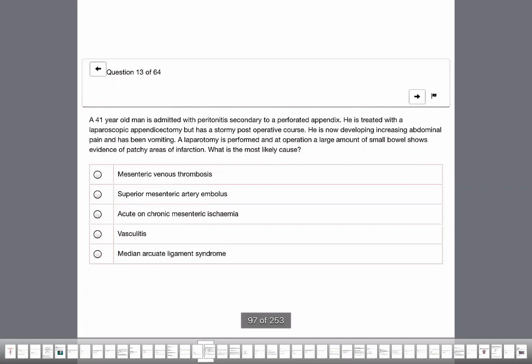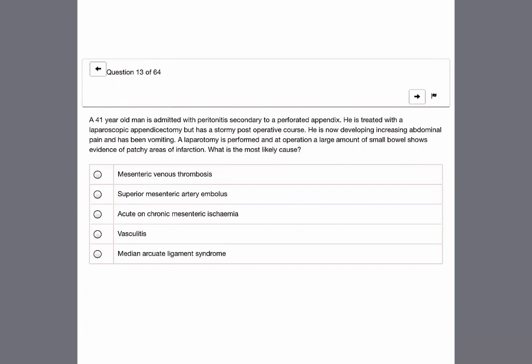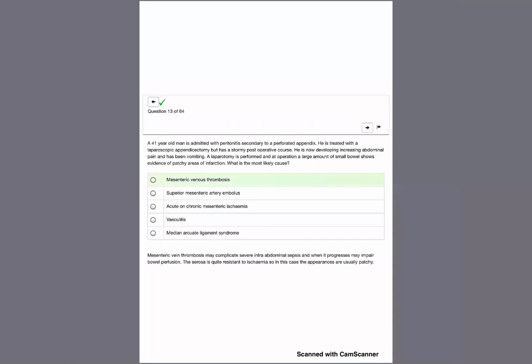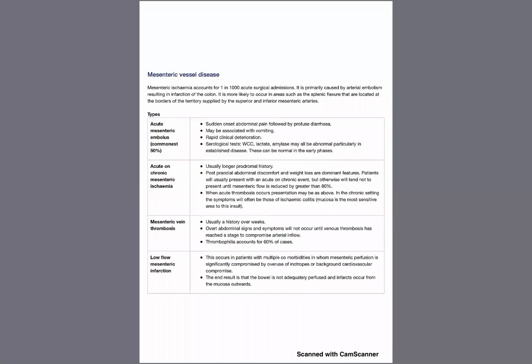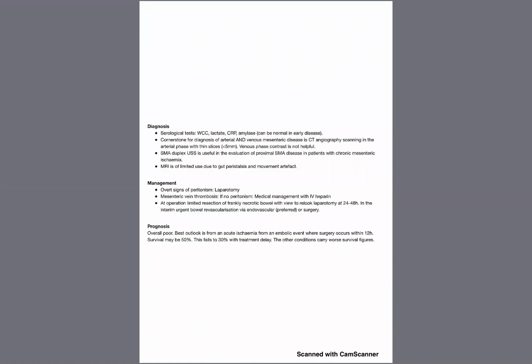Okay, anyone has a different answer? Okay, yes, exactly. So I have here a source of infection inside the abdomen, and the patient may get into sepsis or intra-abdominal sepsis. That's why it's most possible that the patient has thrombosis inside the mesenteric venous supply. Okay. Next question.